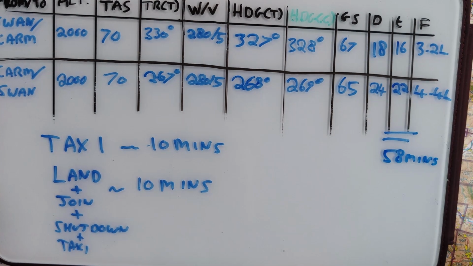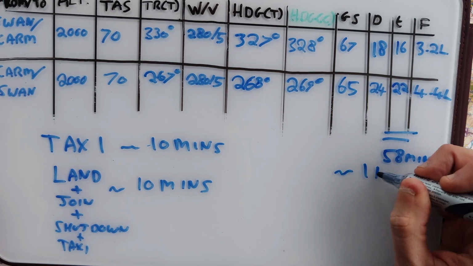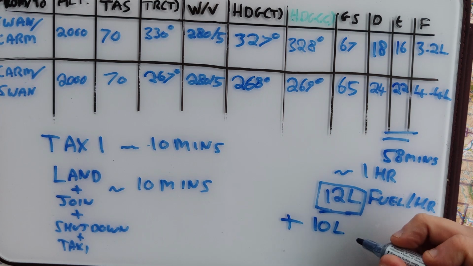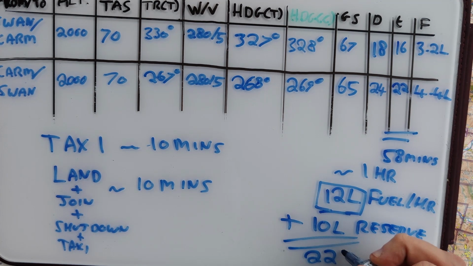gives 58 minutes. Round it up to an hour. 12 litres an hour we need for fuel. 12 litres of fuel, plus 10 litre reserve, 22 litres.